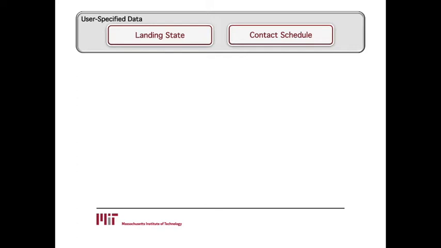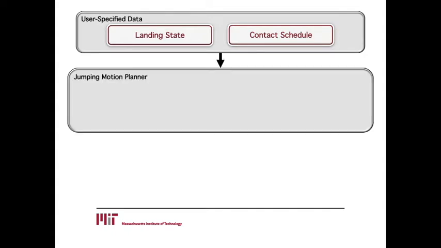As such, the inputs to our jump planner include only the desired landing state of the robot and the contact schedule the robot is to follow as it jumps. For this work, this information was provided by the user, but ongoing work involves letting a higher level planner autonomously provide such inputs when it detects a jumpable obstacle. The motion planner for dynamic aerial movements consists of three steps.